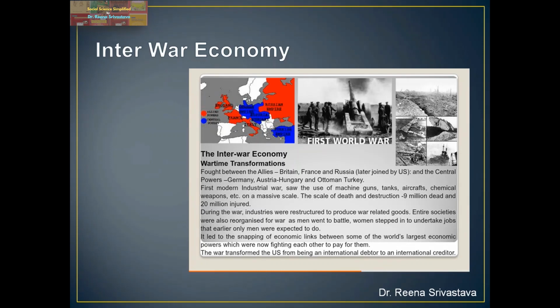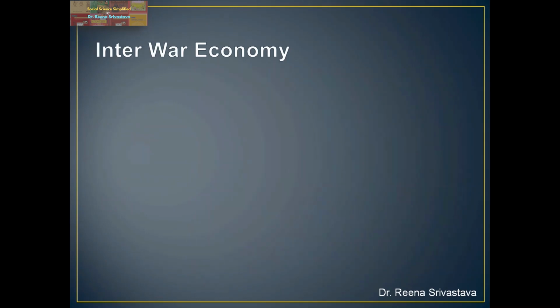If we talk about wartime transformations, the First World War was fought between Allied power and Central power. Now, which countries were in the Allied power? They were Britain, America, then we had Russia and France. The First World War was fought between Allied powers and Central power.